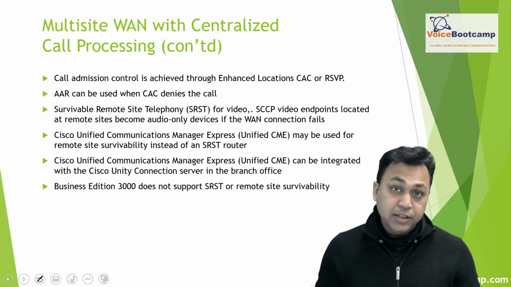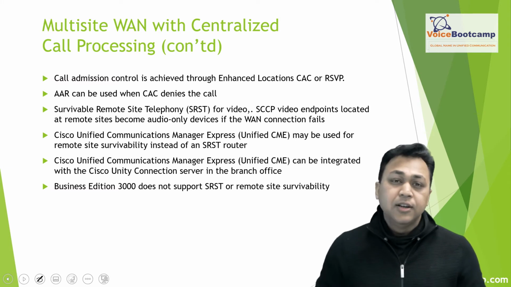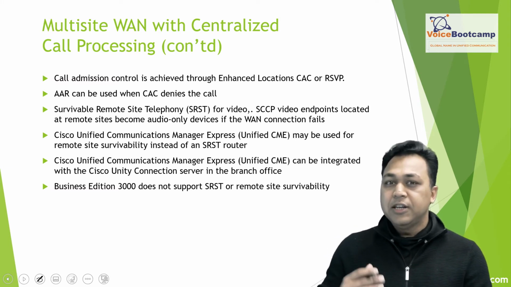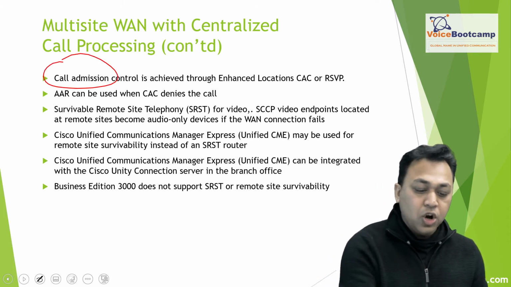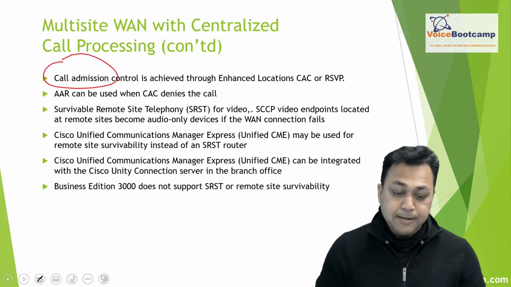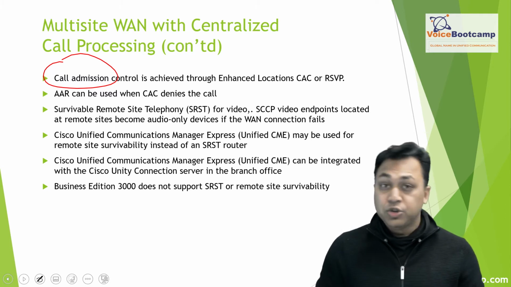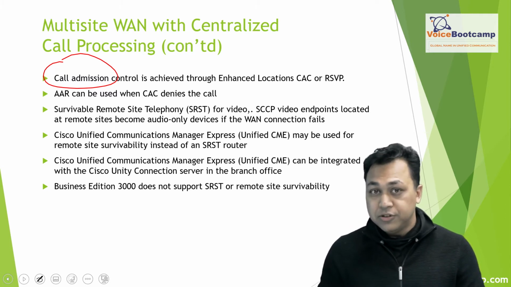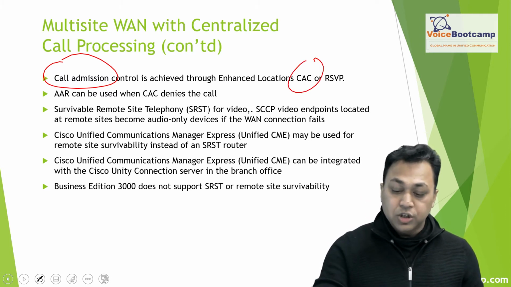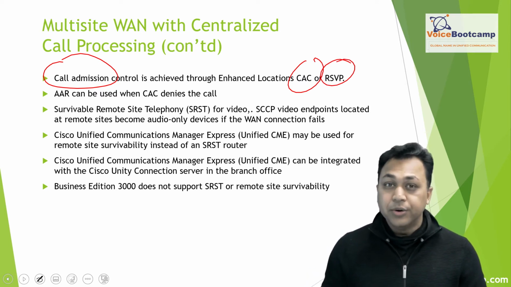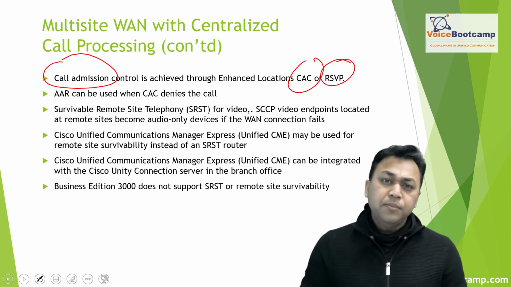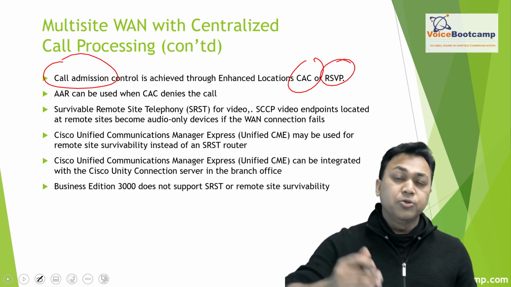Additionally, because now you have a branch office, sometimes you may want to restrict the number of calls going to it. To do that, you could use call admission control, or CAC. There are two types of call admission control available in Cisco: locations-based CAC and RSVP. We will talk about that in more detail later in the course. Call admission control will limit the number of calls going to the branch office.